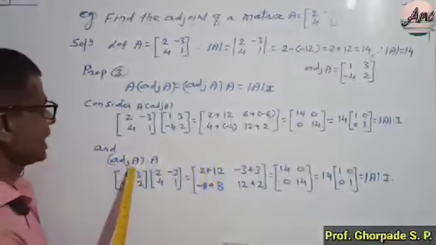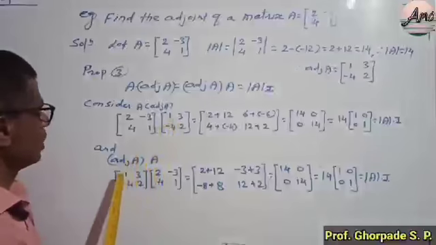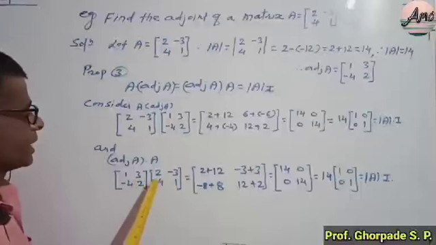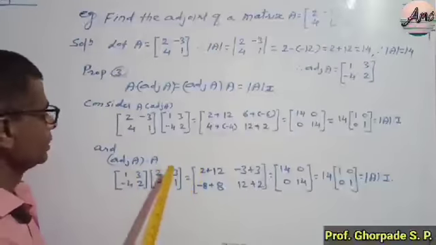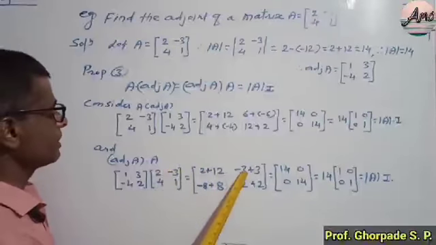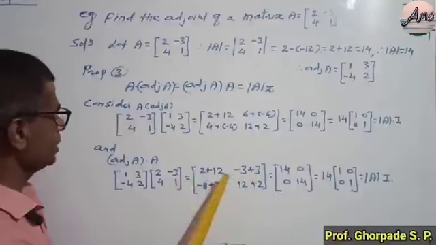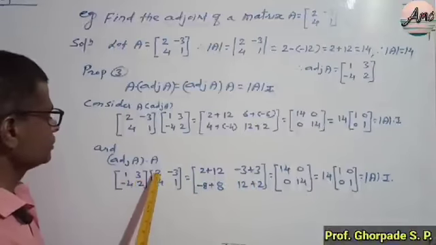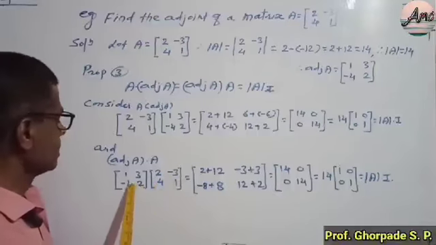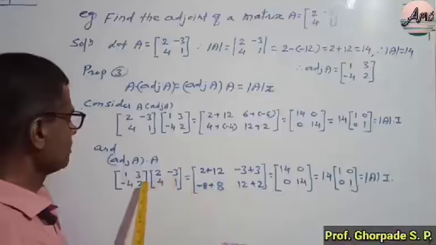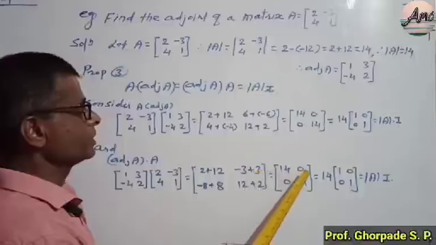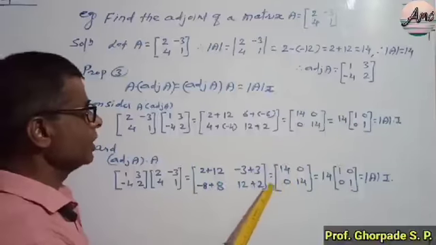So consider adjoint of A into A. Adjoint of A is what? 1 3 minus 4 2 into the given matrix 2 minus 3 4 1. Take the product of these two matrices. 1 into 2 is 2 plus 3 into 4 is 12. 1 into minus 3 is minus 3 plus 3 into 1 is 3. Then second row, first column: minus 4 into 2 is minus 8 plus 2 4s are 8. Then second row, last column: minus 4 into minus 3 is 12 plus 2 1s are 2. So 12 plus 2 is 14. Minus 3 plus 3 is 0. Minus 8 plus 8 is 0. 12 plus 2 is 14.